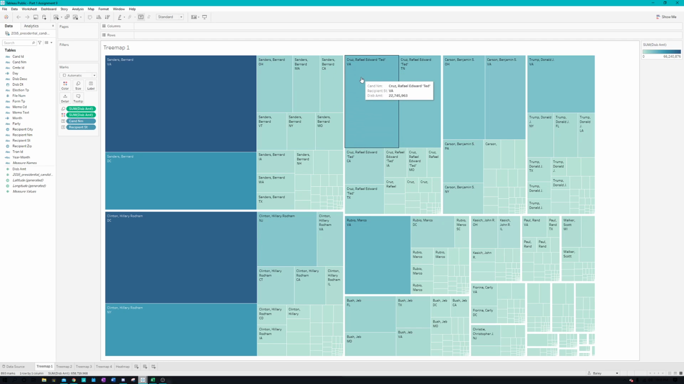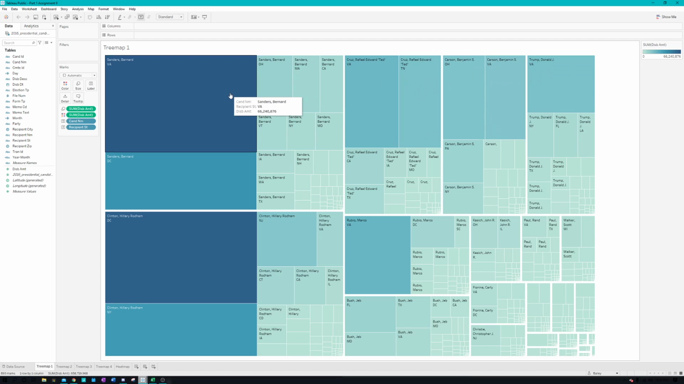Then the next was Ted Cruz, and then Marco Rubio, and then Ben Carson, and so on, and then Donald Trump. I found this first tree map pretty interesting because we can see that a lot of the candidates focused a lot of their funds within Virginia. So there was a lot of fighting within Virginia, which does make sense.